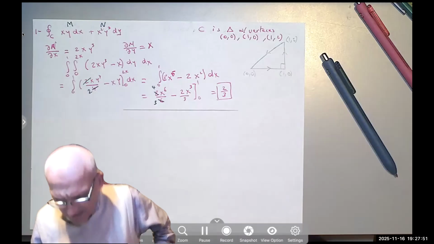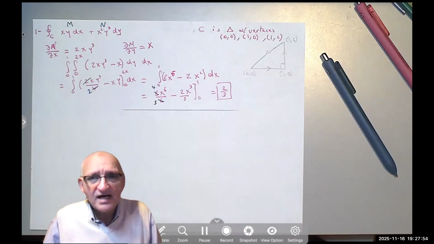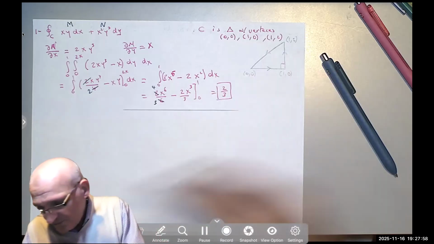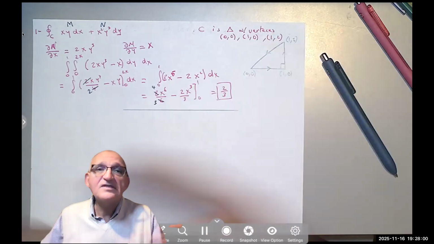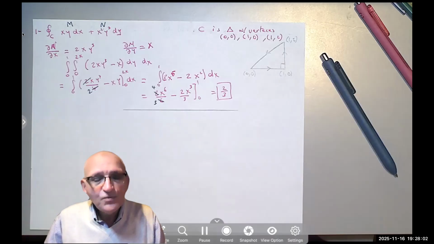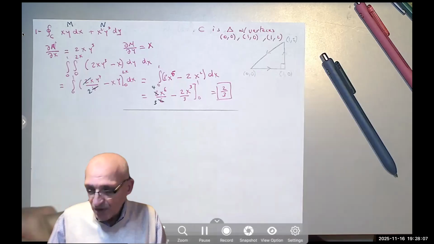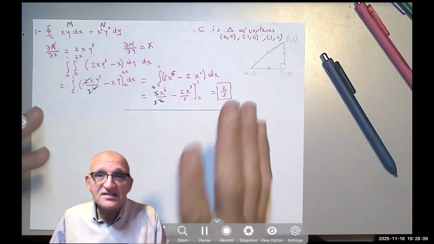And you can see that it really was so simple. I solved it only for the whole thing once. I don't have to do it for each side separately and then add at the end. You can take it as an exercise for you to calculate the line integral for each side and add them and see if you get 2/3.